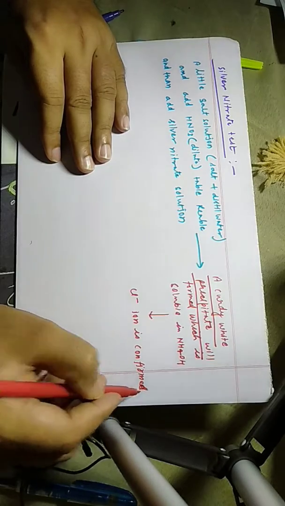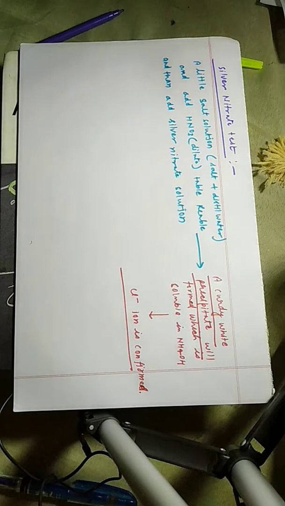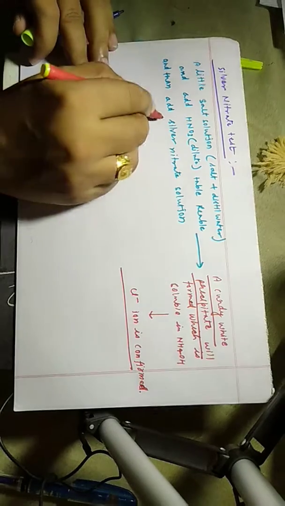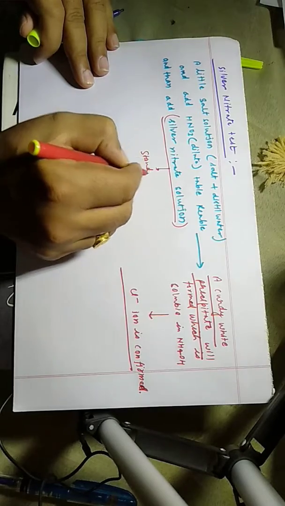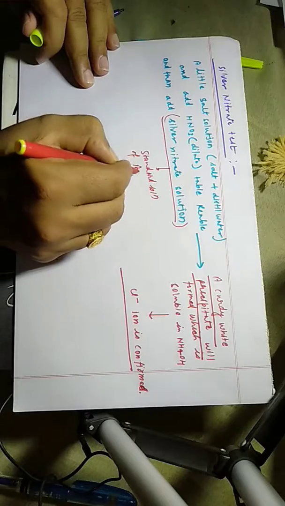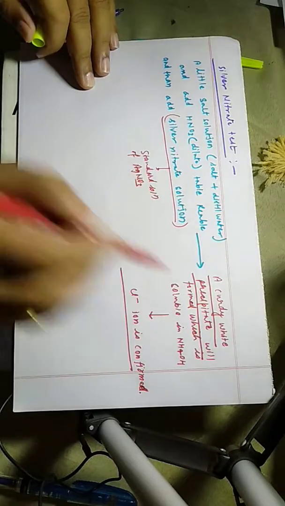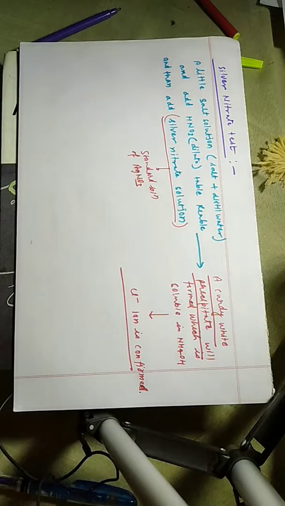So that is the silver nitrate test. In the silver nitrate test, nothing more we have to do. We only take the salt solution, then add the dilute HNO3, then add the silver nitrate solution. This silver nitrate solution is the standard solution of AgNO3. Then you will get a curdy white precipitate, which is soluble in NH4OH. It means the chloride ion is confirmed.